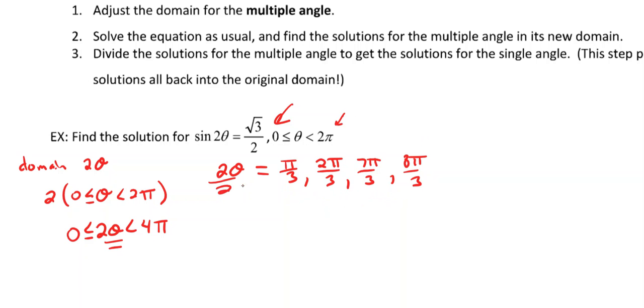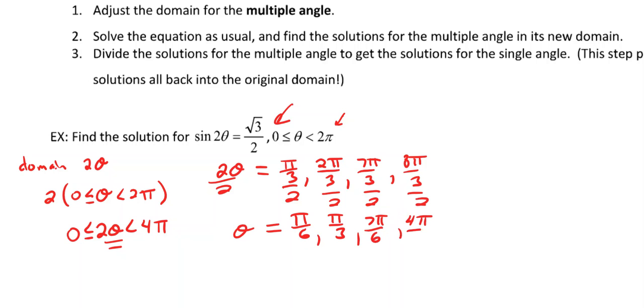And then lastly, I'm just going to divide everything by 2. So divide by 2, all the way around. So we get the angle is equal to pi over 6, and then pi over 3, and then 7 pi over 6, and then 4 pi over 3. Okay, so those are my answers, and just double check, these are within this domain.